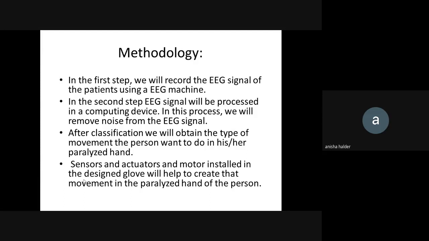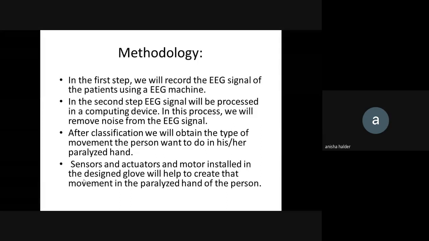In this process, we will remove noise from the EEG signal. After classification, we will obtain the type of movement the person wants to make in his or her paralyzed hand. We have used an ANN classifier, some deep learning based classifier. I am not going into details. I have not mentioned the classifier name here or the other technical details. I am just giving the overview of the work.